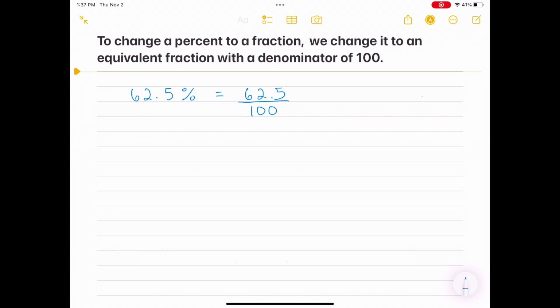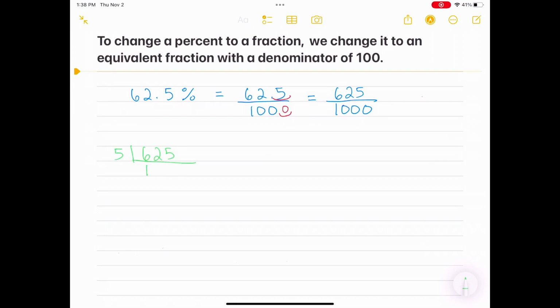62.5% becomes the fraction 62.5 over 100. And as before, we move that decimal point over to the right 1 place, and we do the same in the denominator, giving us the fraction 625 over 1000.